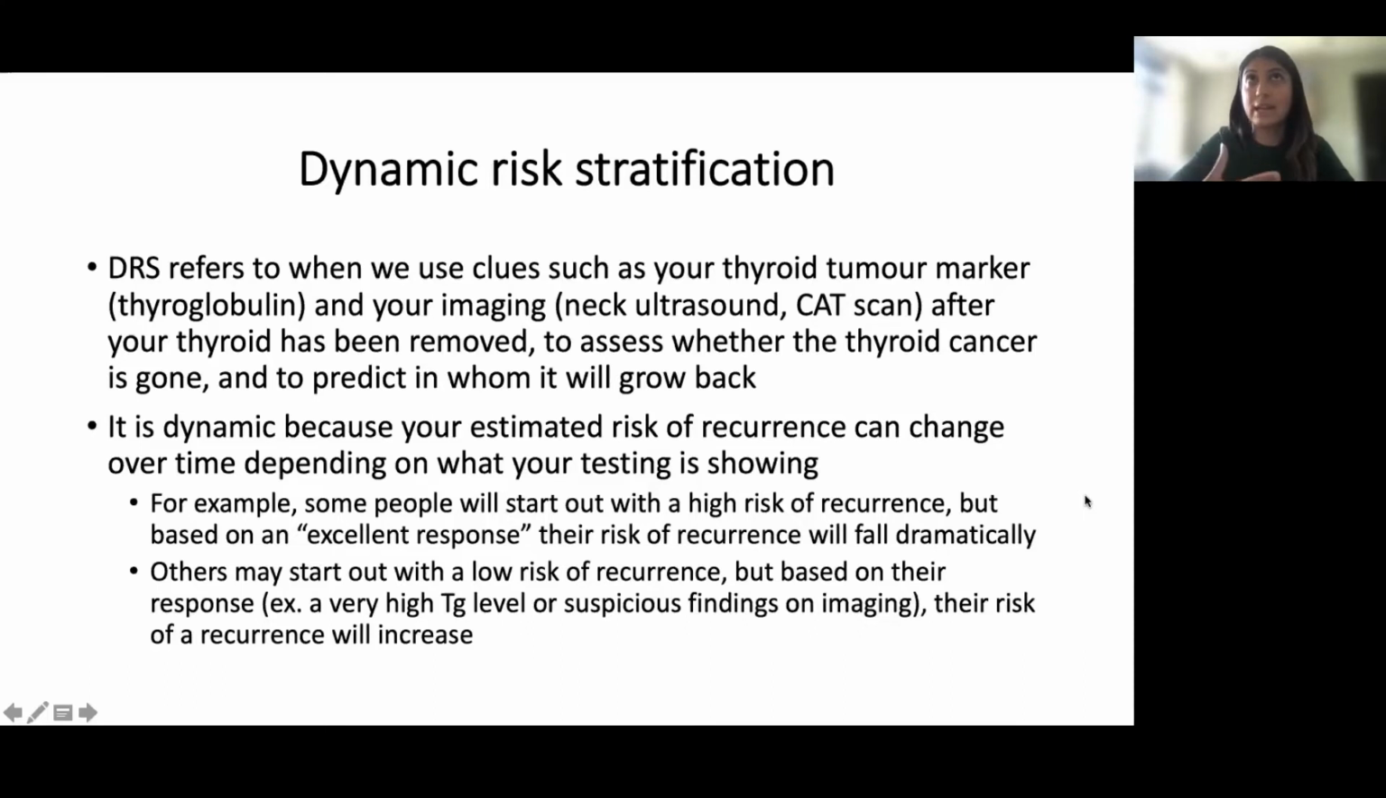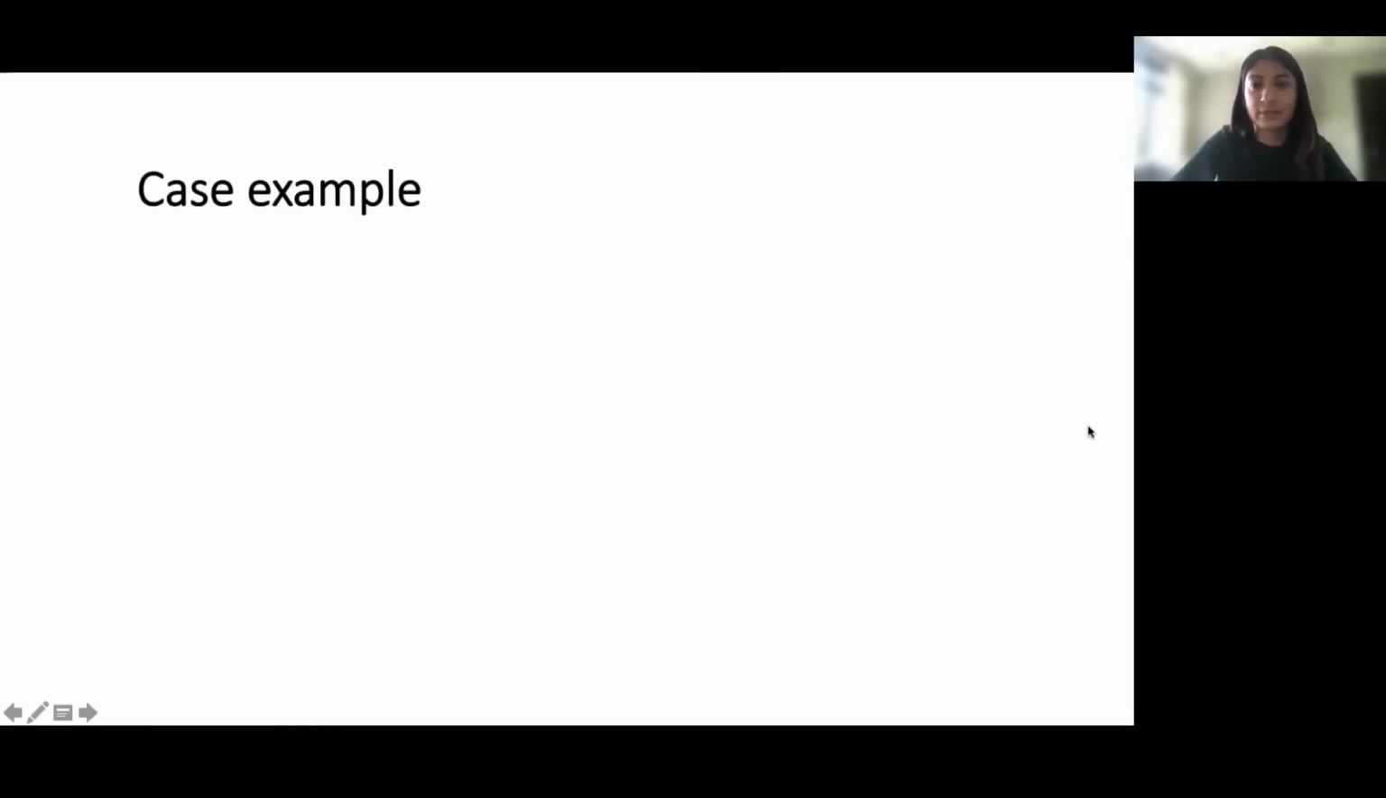So what I'm saying is that you figure out what someone's risk is right after the surgery is done with all those variables we talked about, but then you keep reevaluating that risk, and it can change over time depending on your tumor marker number, depending on what your imaging, your neck ultrasound or your CAT scan, that sort of thing is showing. So that's what makes it dynamic. It changes over time. So I'm going to give a case example where we actually use this.